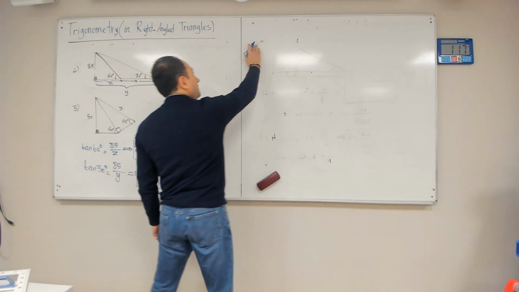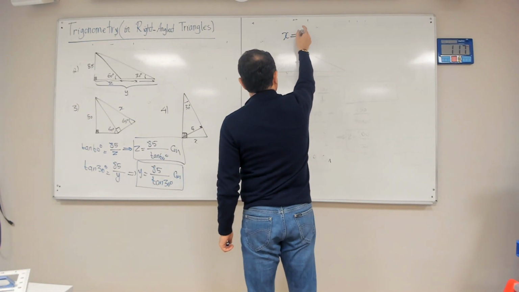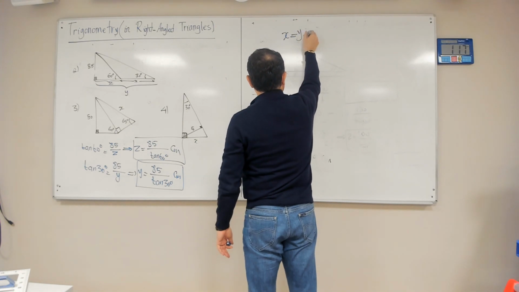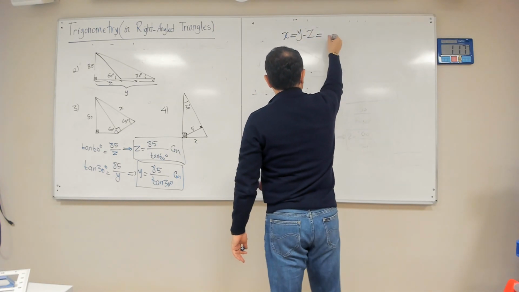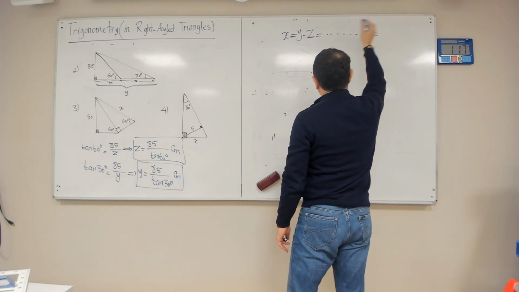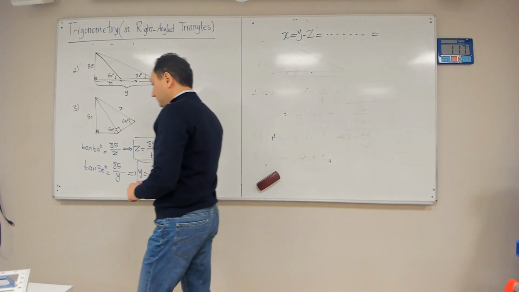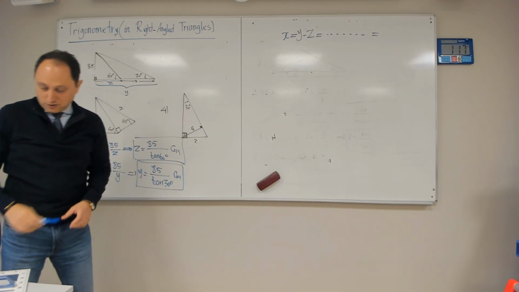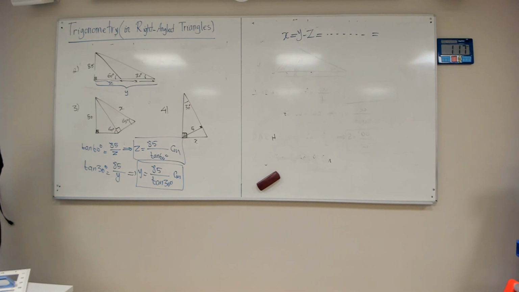So x becomes the big one, y, minus the small one, z. You need to punch it in your calculator. I don't know, whatever you get at the end. So I have to check your answer.